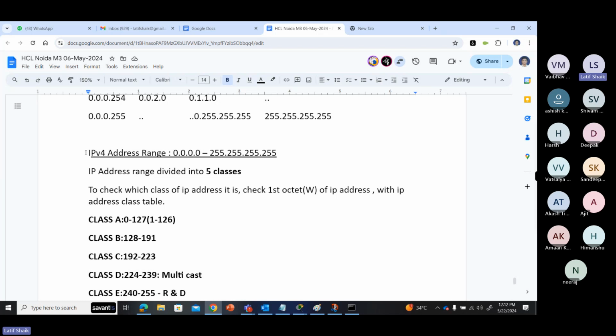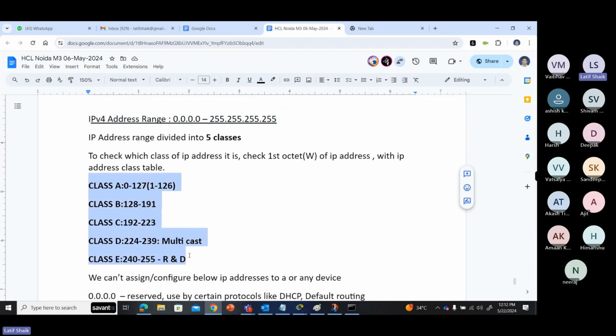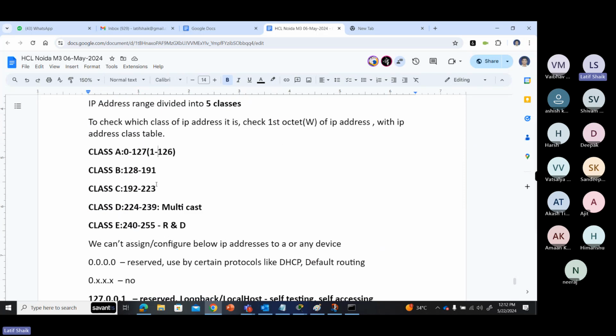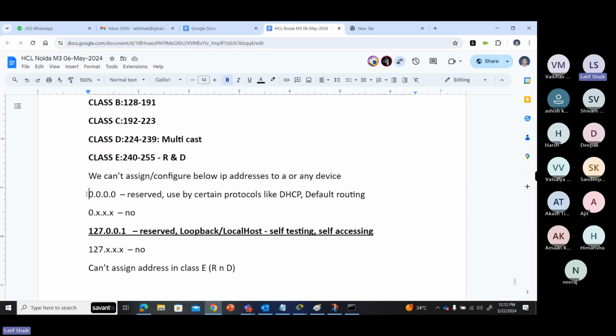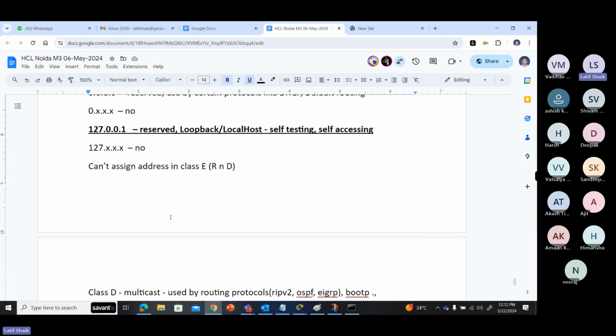So what is the complete IP address range? 0.0.0.0 to 255.255.255.255. It is divided into 5 classes: Class A, Class B, Class C, Class D, Class E. Classes A, B and C are unicast addresses, so we can assign IP addresses from these 3 classes. In those, we cannot use the 0 series and the 127 series. 127.0.0.1 is the reserved IP address for loopback or localhost.